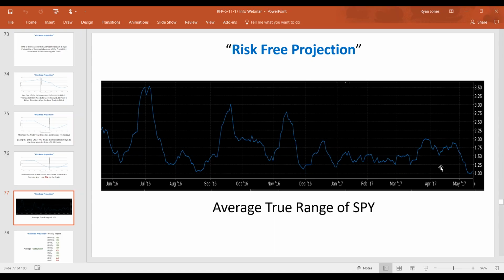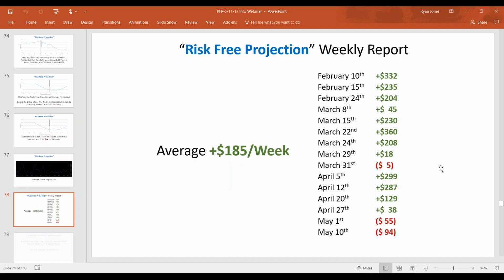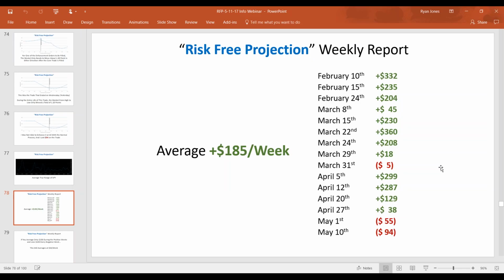So we have a very high probability of being able to enhance the trade, diminish the risk, and decrease the probability that that risk will occur. And this is what happens when you're able to go through this process. Here is the performance report since the risk-free projection weekly report started. And you can see here that over the last couple of weeks, that's when the market died. I haven't really been able to do much.